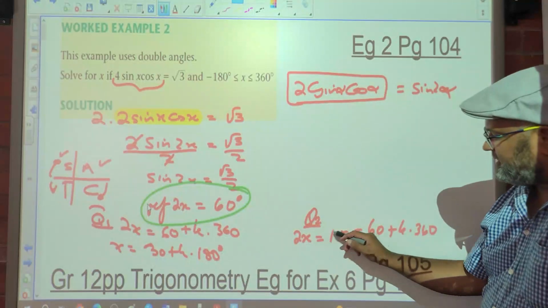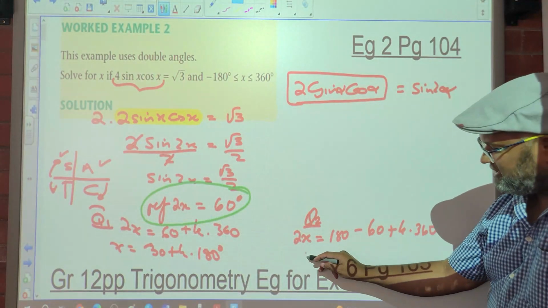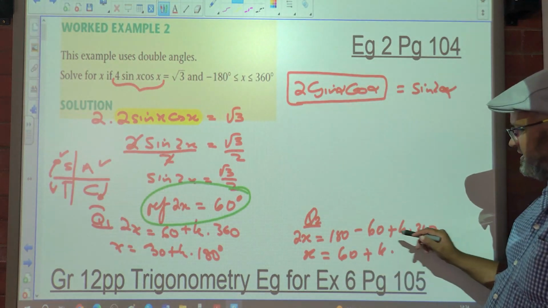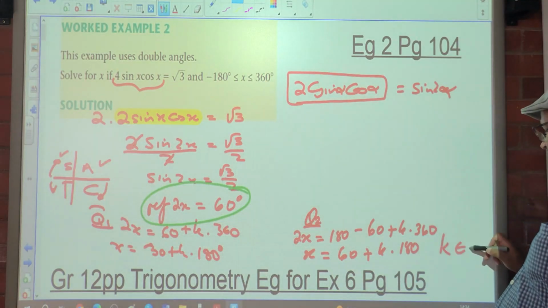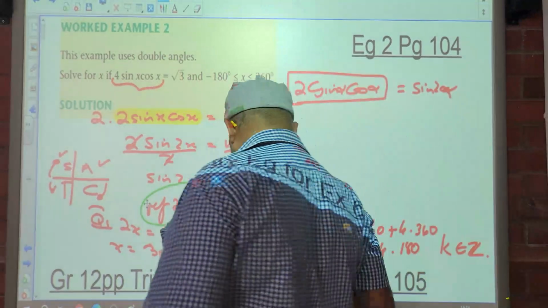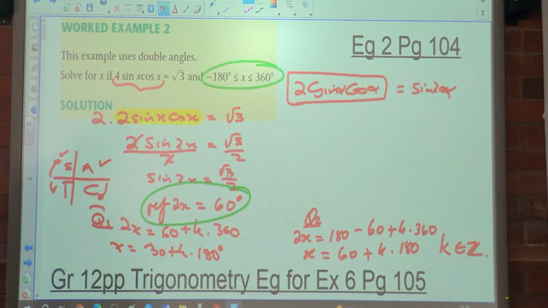Let's tidy this up a bit. So 180 minus 60 is 120. 120 divided by 2 is 60. Plus k times, and 360 divided by 2 is 180, where k is an element of the integers. But have you answered the question? What's the question? They gave us a restricted domain here. Not so? So what do we do?